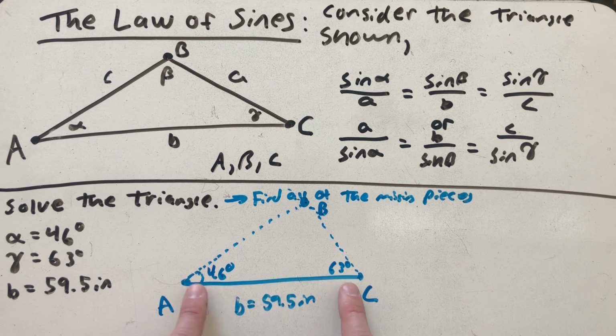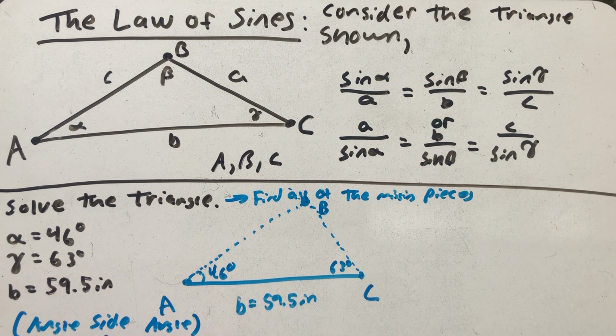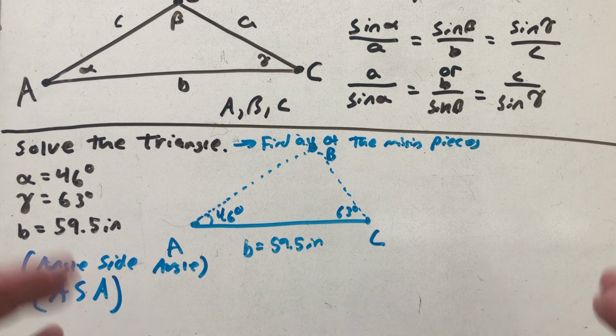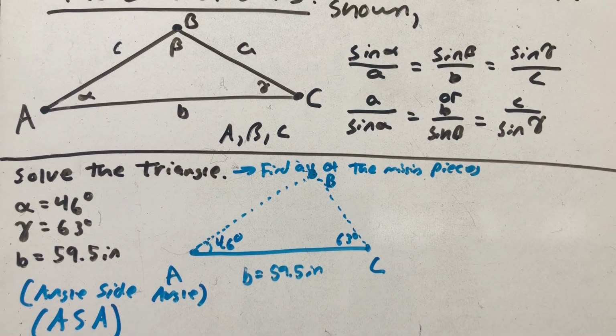So what I'm really thinking about is I have two angles on either side of this 59.5 inch side. And we refer to that as angle, side, angle. Sometimes we just write ASA. And that's telling me I know two angles and a side, but it's also telling me that side is between the two angles. So the order I write this kind of thing matters. This says, not only do I know two angles, but I know the side in the middle of those two angles.